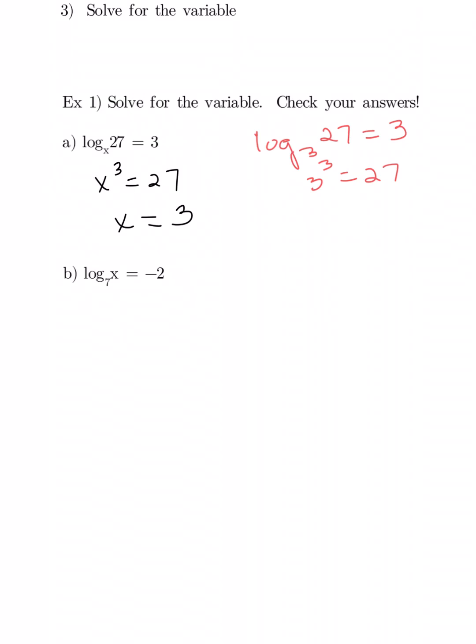On our next example, we have log base 7 of x equals -2. The logarithm is already isolated, so we're going to go straight to writing in exponential form. Exponential form would give us 7 to the -2 equals x. Well, to make that positive, we would write it as 1 over 7 to the +2. This gives us 1 over 49.